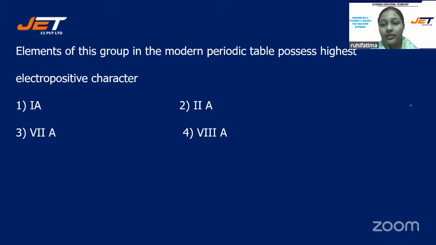What is electropositive character, students? How many of you are clear with this term? Electropositive character means the element's tendency to lose electrons and form positively charged ions. So the correct answer for this question will be option number 1, first A group. Well done, students. Sanjana, Srinivas, Ramcharan, Aishwarya, you all are correct. Keep answering the questions like this. I have explained the term electropositive also.